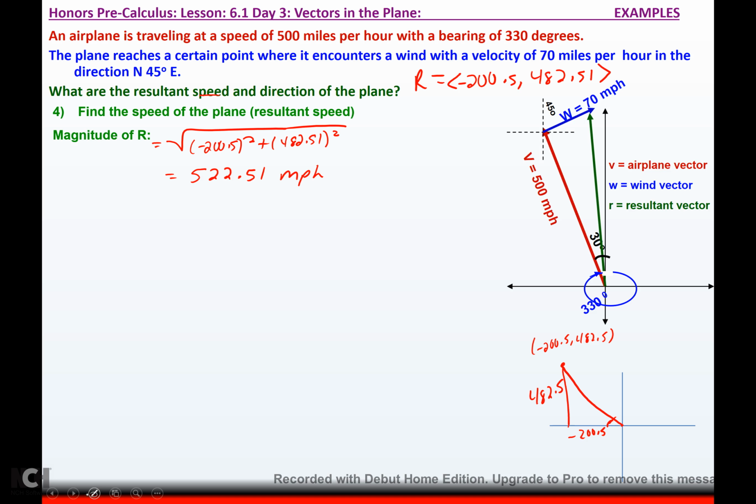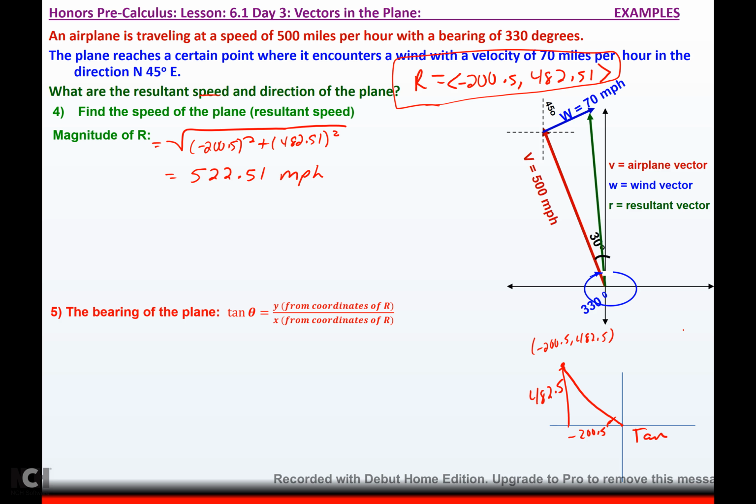And then we have to get the bearing of the plane. All right, which again, you could use what I showed you before, or the tangent one is actually easier. All you do is you take your coordinates from your resulting vector, plot them, and that's always going to give you your two legs, so it's always going to be tangent. So I'm going to set up tangent of theta equals 482.5 divided by negative 200.5. Arctan both sides, and I get theta equals the absolute value of whatever you get, because I'm going to get a negative, 67.4354. So that means my theta is 67.4.